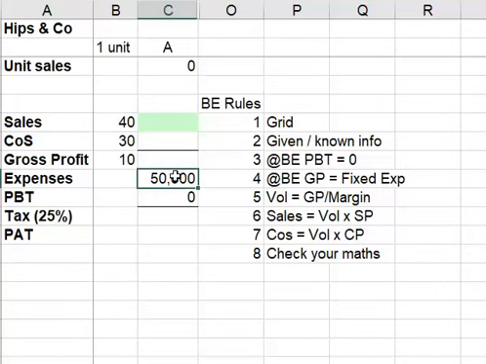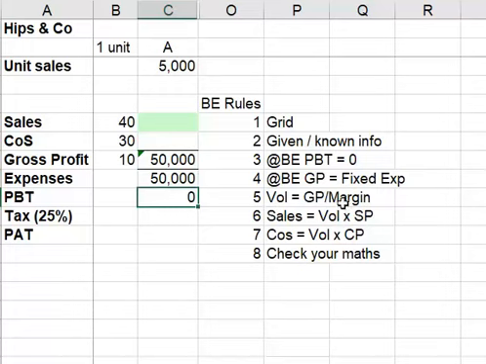So we're given this information of 50,000. Therefore, this gross profit here will be equal to the fixed expenses. And the logic behind this is that 50,000 gross profit minus 50,000 expenses will give us a break-even of 0.